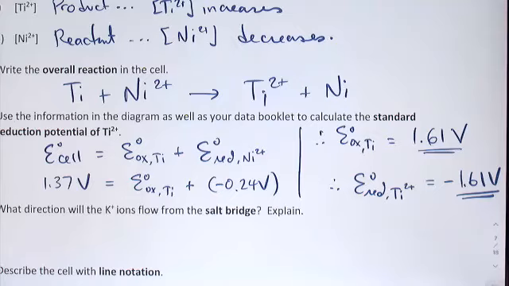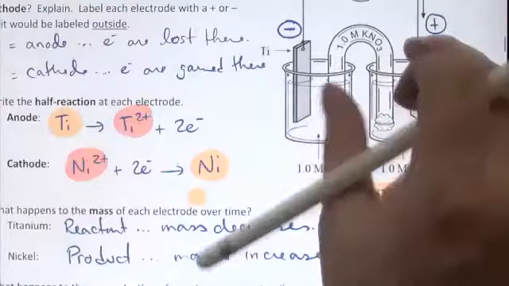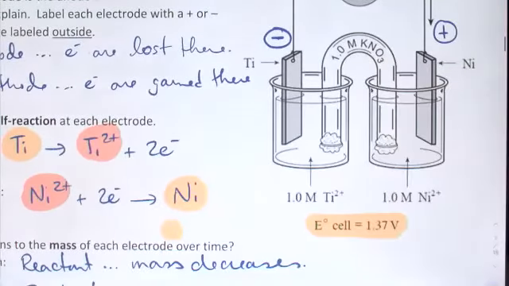What direction does the potassium ion flow from our salt bridge? The salt bridge has potassium nitrate in it. So there's potassium ions and there's nitrate ions. What direction will the potassium ions flow here? Do they go towards titanium or do they go towards the nickel, the potassium?